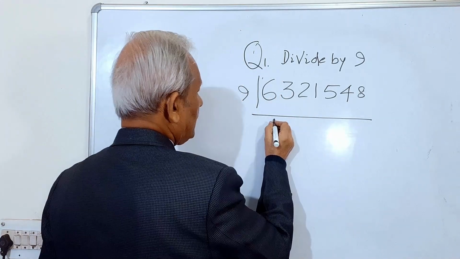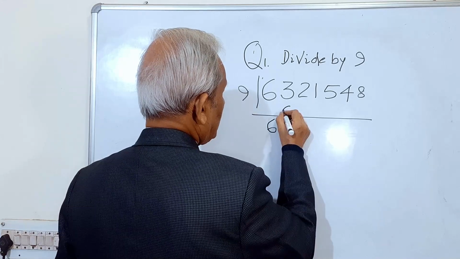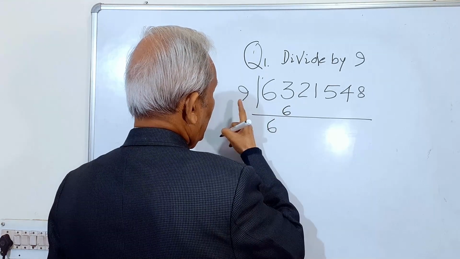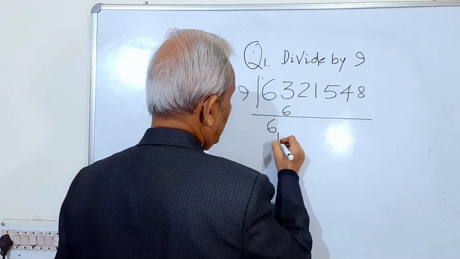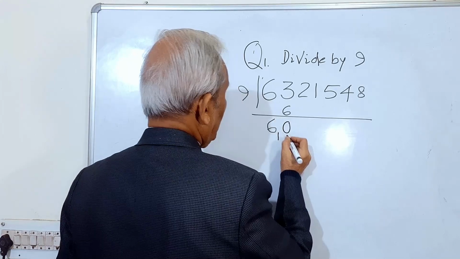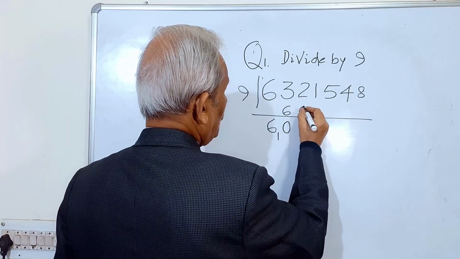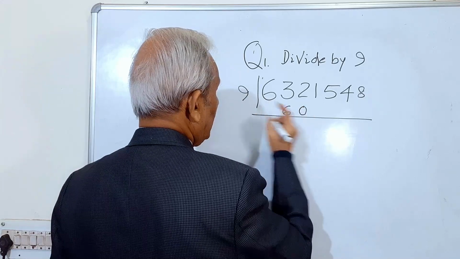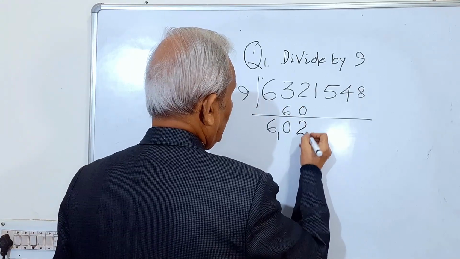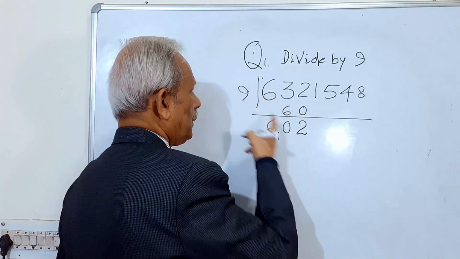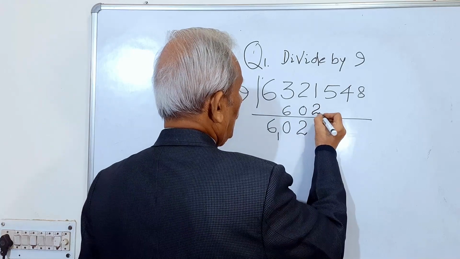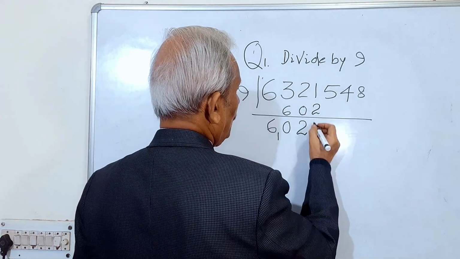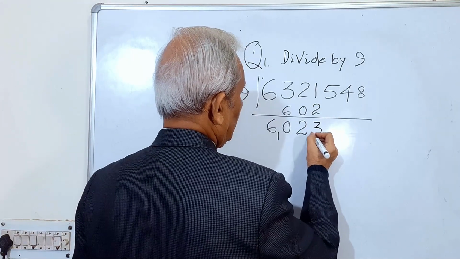6 as it is. 6 into 1, 6. 6 plus 3, 9. 9 goes one time into it. What's remaining? 0. 0 into 1, 0. 2 plus 0 is 2. 9 does not go into it. What remains? 2. 2 into 1, 2. Right here. 2 plus 1, 3. 9 does not go into it. So I put it down here as it is.